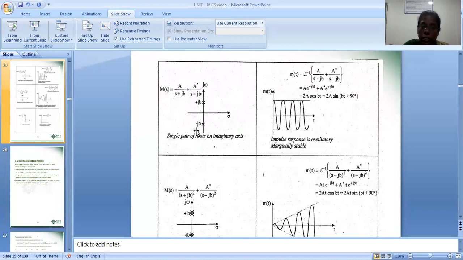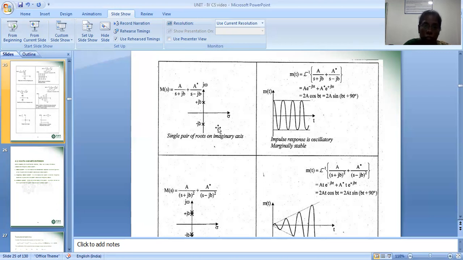The other possibility is when my roots are lying on the imaginary axis. This is something like a cat on the wall, where it might go to a stable state or it might become unstable, based on the movement of the pair of roots. If it moves towards the left half of the S-plane, the oscillations will be damped out and reduced, and the system will become stable.